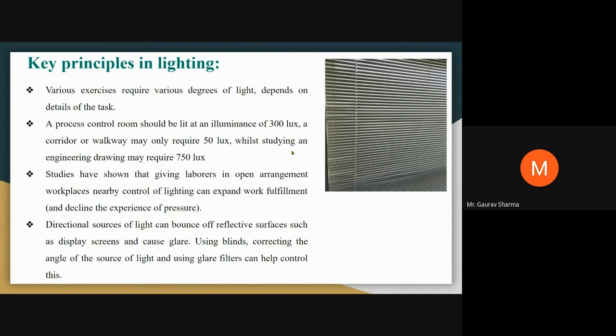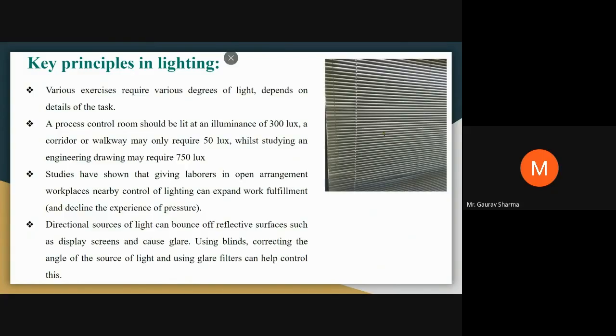Whereas the directional sources of light can bounce off on the reflective surfaces. We know very well that if a light is falling onto any particular object, let's say a window glass or any reflective screen, it is going to reflect again. So using blinds and glare filters, these are all the accessories which are very important to exclude these reflective lights over there. So it is from the principal source and then again from the reflection. So these are the inputs of the lighting.